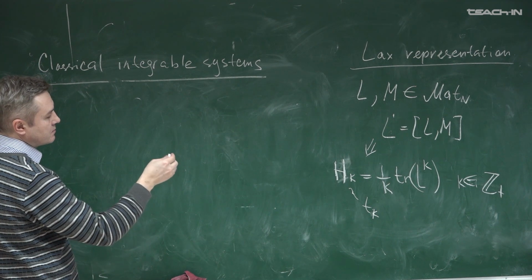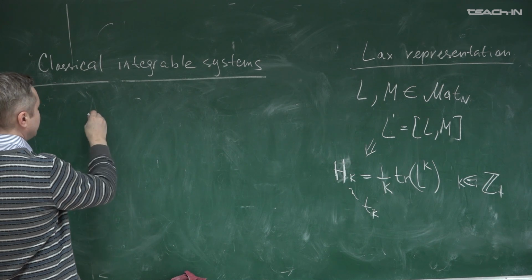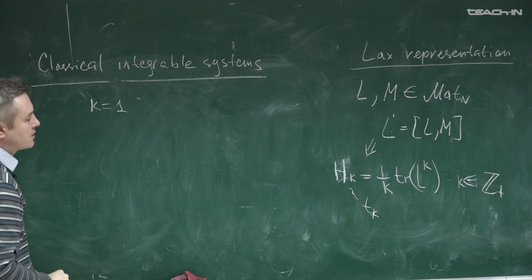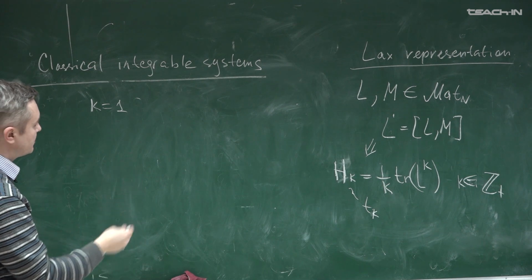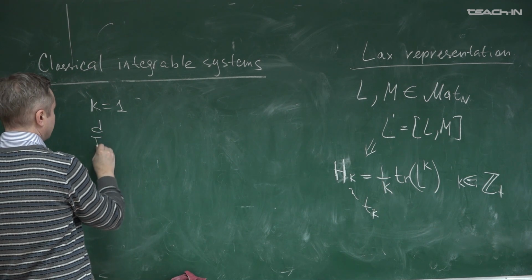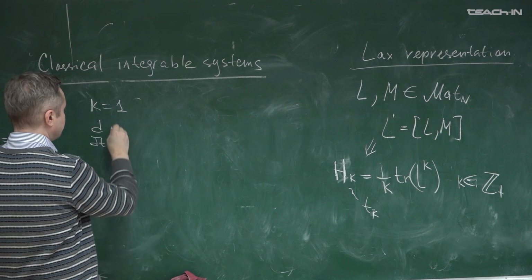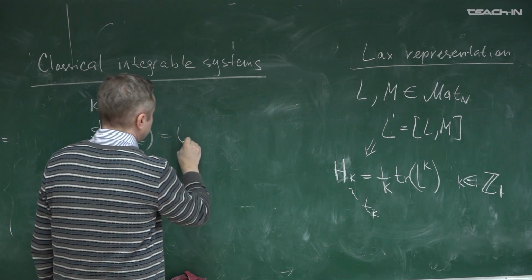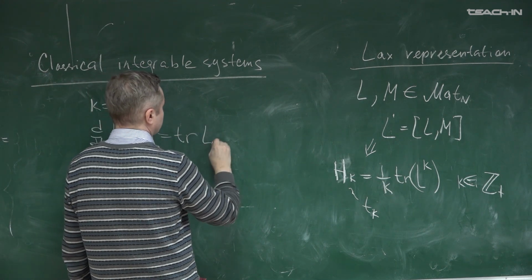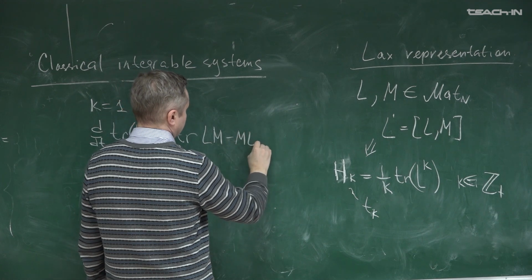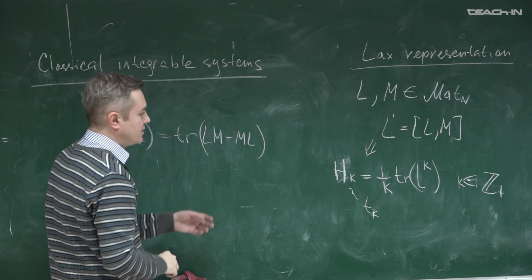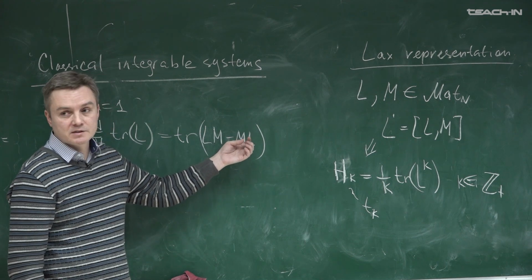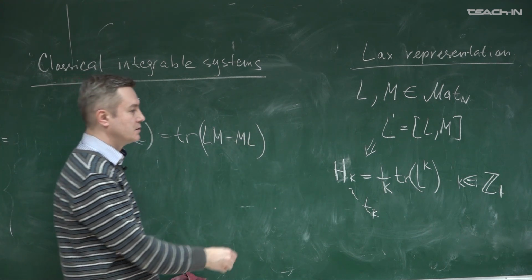First, let us verify the statement for k equals 1. Then we should compute trace of both sides of the equation, and we see that the time derivative of trace of matrix L is equal to trace of commutator. And using the property of trace that you may permute matrices under cyclic permutation, then you get 0 here.